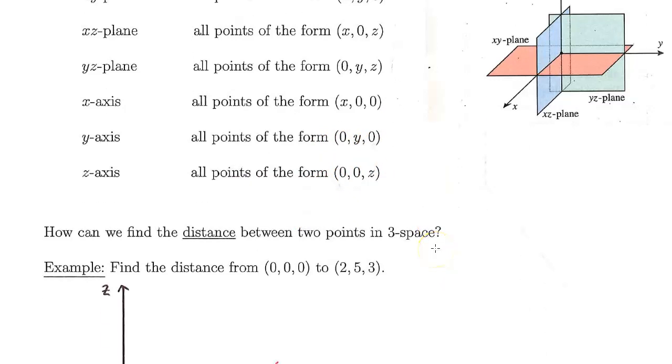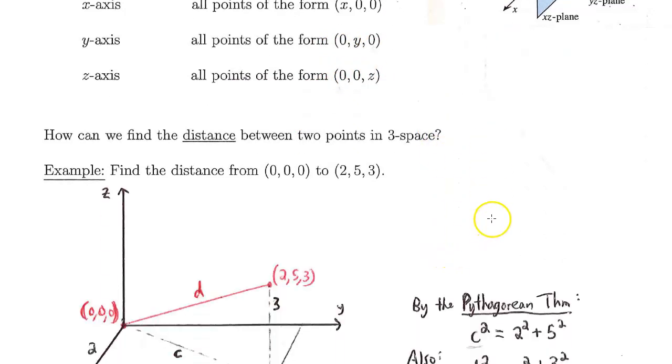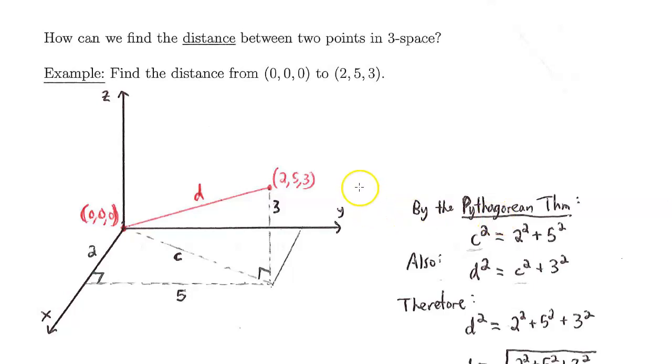Now, how do we find the distance between two points in 3-space? Let's look at an example. How could we find the distance from the origin, (0, 0, 0), to the point (2, 5, 3) that we've talked about? I plotted the point (2, 5, 3). I didn't make the whole box here or anything. But the question is, what is the distance from (0, 0, 0) to (2, 5, 3)? I've drawn the line segment that connects those two points in red here, and let's label that distance d. So how can we find d?